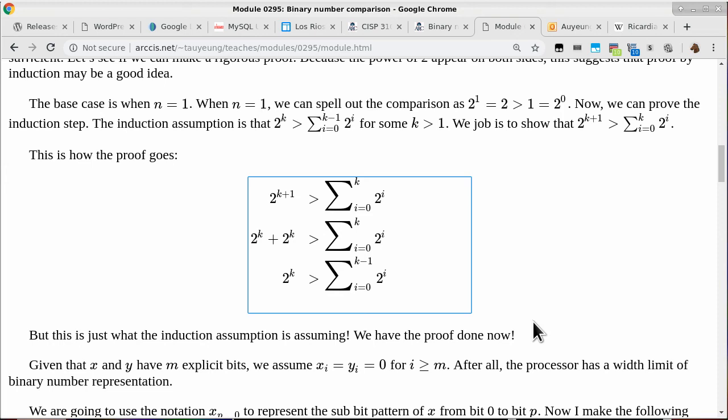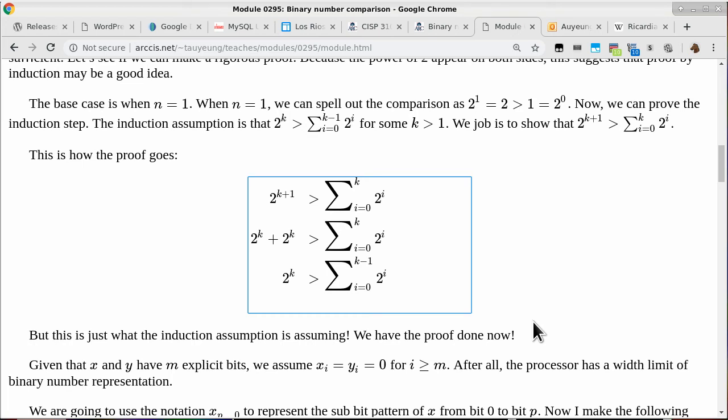Well, one thing we can do for sure is we know 2 to the power of k plus 1 is 2 to the power of k plus 2 to the power of k. Can we buy that? Okay, this is good. But we also know something about this. We know that 2 to the power of k is greater than this particular sigma here.